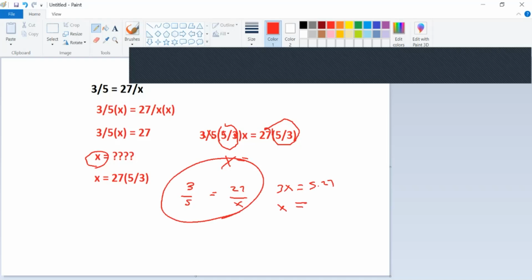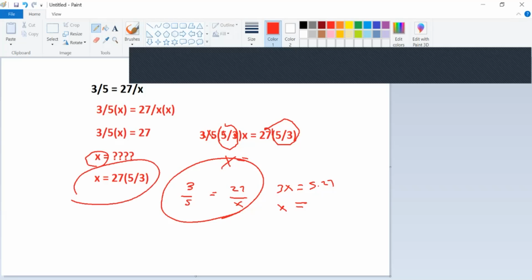No. I'm sorry, none of it makes sense. This is where I get lost. I don't want you guys to get lost. When you have the 3x, you have to divide by 3 on both sides. So then it's 5 times 27 divided by 3. Exactly, because you divide that, that means x equals the next part. This ends up being your answer right there.